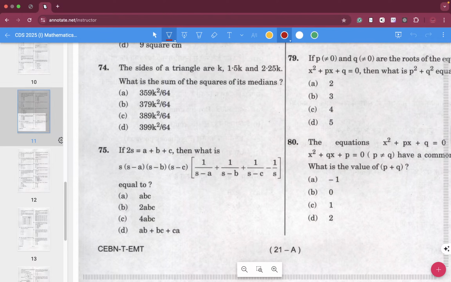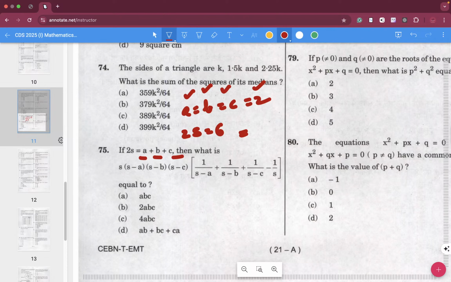Over here they are saying 2s is equal to a plus b plus c. Can I say a is equal to b is equal to c is equal to 2? It's my choice. I can assume any given number, folks. So what is the value of 2s? 2s is a plus b plus c. A equals b equals c equals 2, which means a plus b plus c is equal to 6, which implies s is equal to how much? 3, right? Now s is equal to 3.